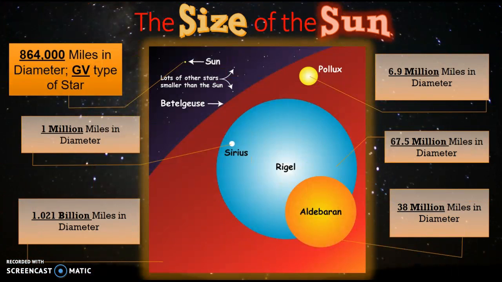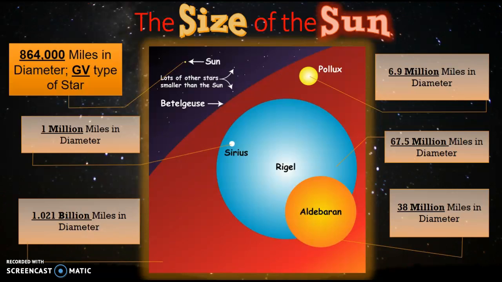For starters, let's go ahead and begin with the size of our sun. When you're looking at our solar system, the sun is gigantic. In fact, the mass of the sun accounts for 99.86% of the total mass in our solar system and is about 864,000 miles in diameter. But when you take our sun and compare it to other stars, our sun actually ranks as a pretty average-sized star.